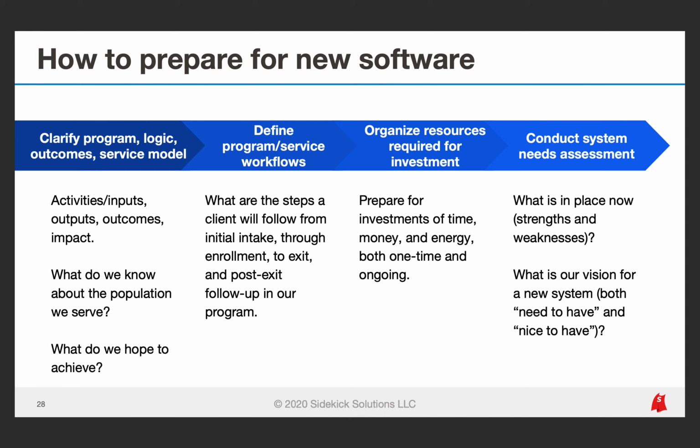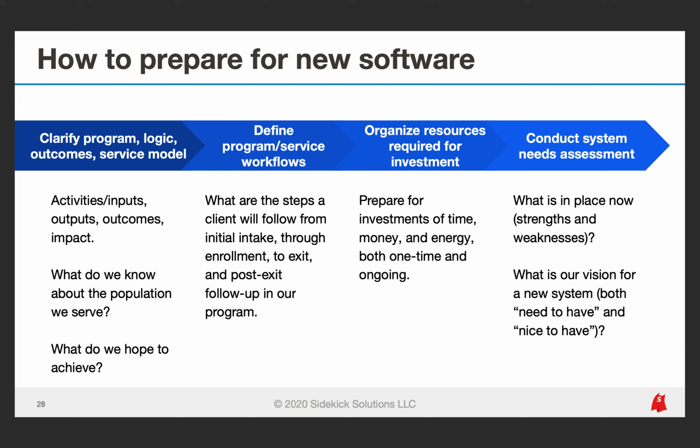The first is you can clarify your program, the logic and outcomes of your service model, the activities and inputs, outputs and outcomes, even the impact that you hope to achieve. What do we know about the population we serve? What do we hope to achieve in our program? Answer those questions. Write them out. Get some narratives going. Boot up a simple Word doc and start brainstorming some of the ideas that form the basis of your strategy and what you hope to achieve with client outcomes.